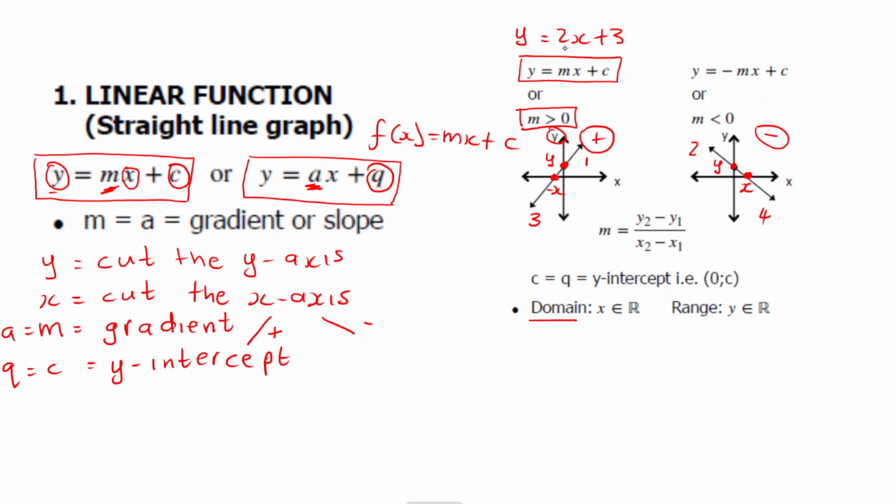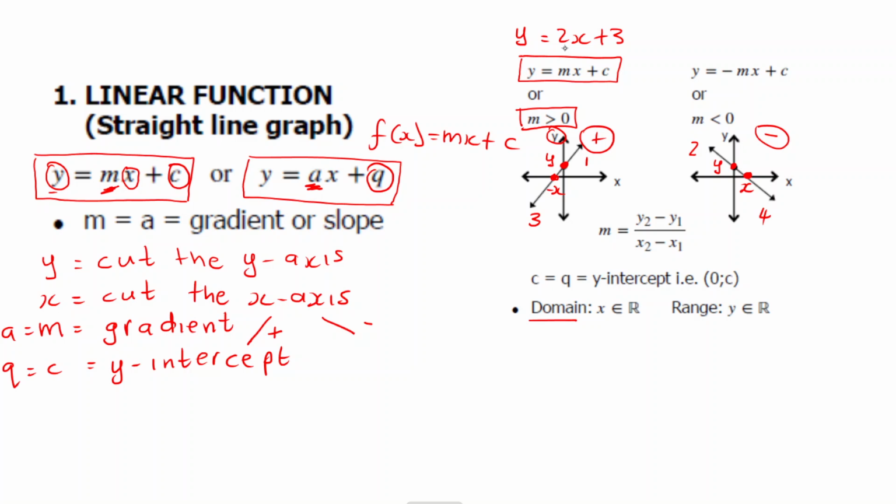That means your graph will start from the first quadrant to the third quadrant. But if I give you an equation and say y equals negative 2x plus 3, that means the gradient is negative, so my graph is going to start from the second quadrant to the fourth quadrant. That's why the equation looks like this.